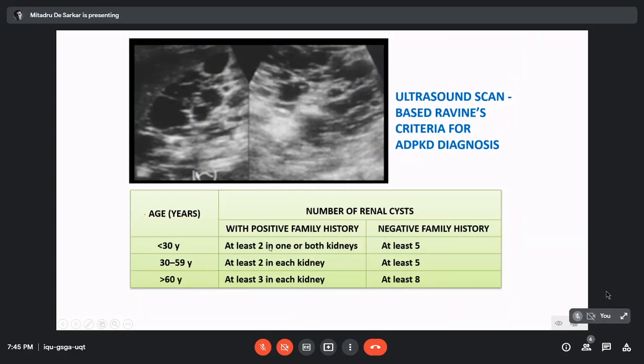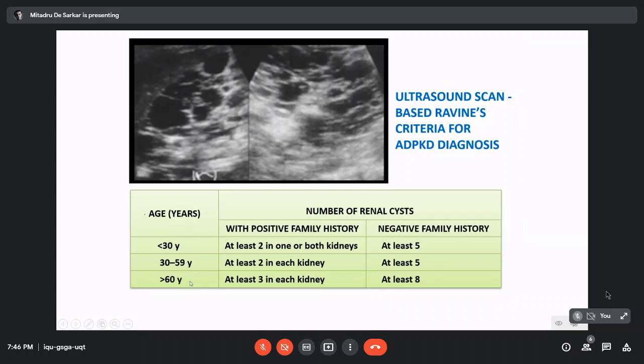So how do you go about diagnosing ADPKD? The diagnosis of ADPKD is especially important if you know that a family has a patient and there is a younger donor who would like to donate, but they want to know whether they also have ADPKD. The tried and tested method is the USG procedure called the Ravine's criteria. In this criteria, they have segregated the patients into three groups: less than 30 years, 30 to 59 years, and more than 60 years.